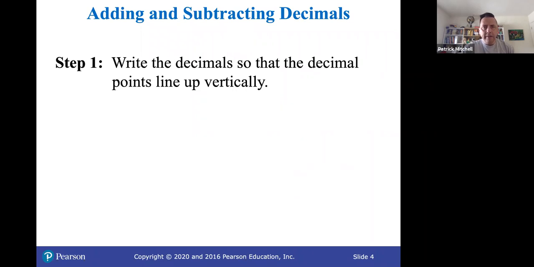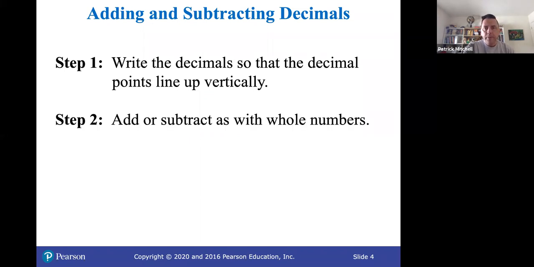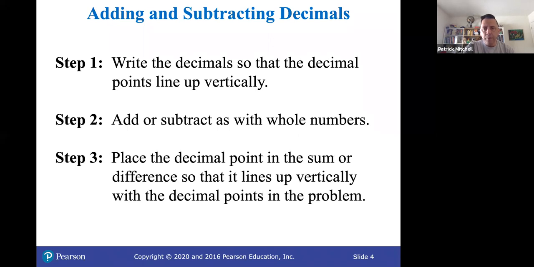All right, so to add or subtract decimals, all you have to do is write the decimals so that the decimal points all line up. And then just add or subtract them the same way you would with whole numbers. And then place the decimal point in the answer so that it also lines up with the decimal points in the numbers in the problem.